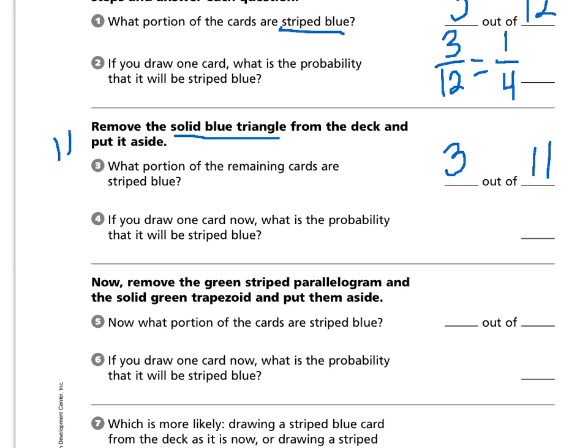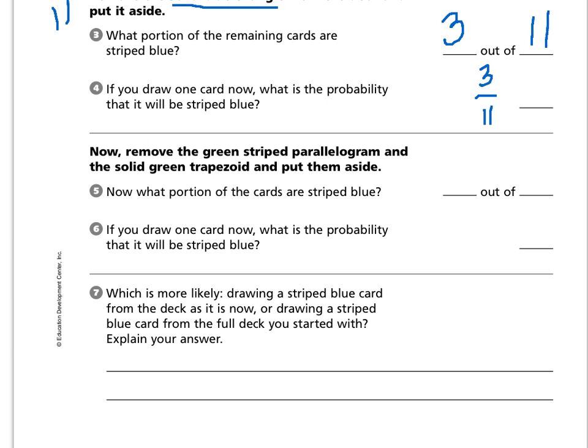If you draw one card now, what is the probability that it will be striped blue? And I know that that would be 3/11. Now I am not going to be able to reduce this fraction. It's already in lowest terms.